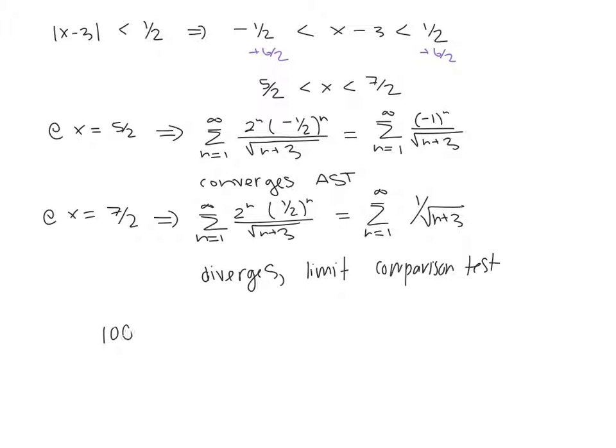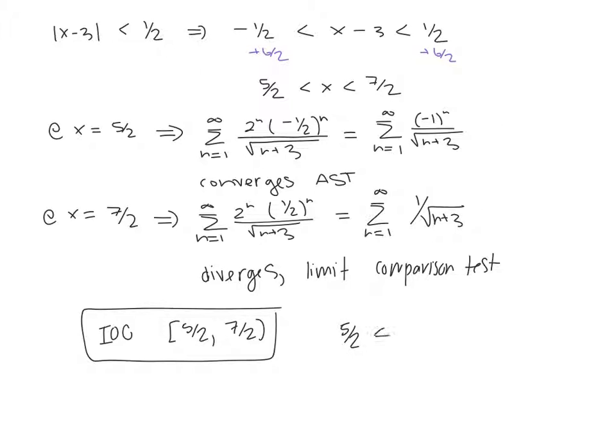And the interval of convergence includes 5 halves, but does not include 7 halves. You can express it like that, or you could say 5 halves is less than or equal to x, which is less than 7 halves. Both of those are totally fine.